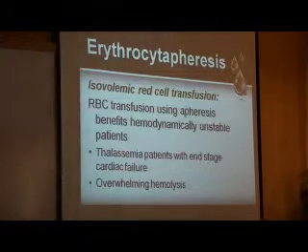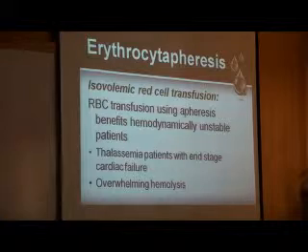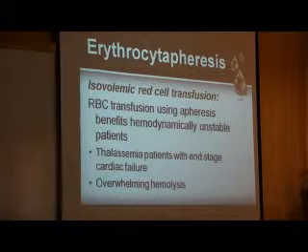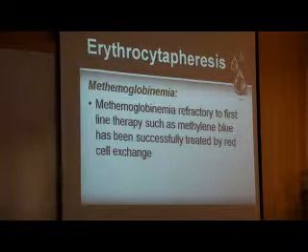We also use erythrocytapheresis as a method for isovolemic red cell transfusion. By isovolemic, I mean the patient is severely anemic, but he cannot withstand the transfusion of RBCs. So I'm going to give him RBCs and remove from his circulation the excess plasma and the excess acellular component. We use it in thalassemic patients with end-stage cardiac failure, and also in overwhelming hemolysis. Methemoglobinemia is also an indication in pediatrics for erythrocytapheresis if the first-line therapy fails.